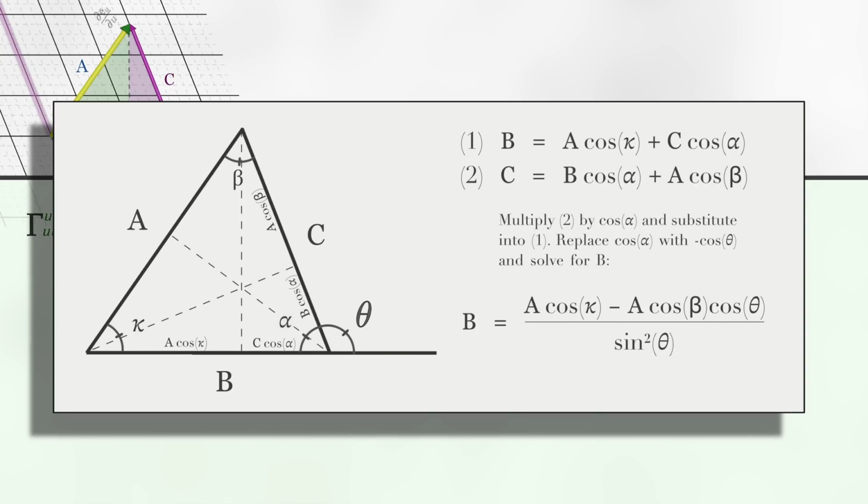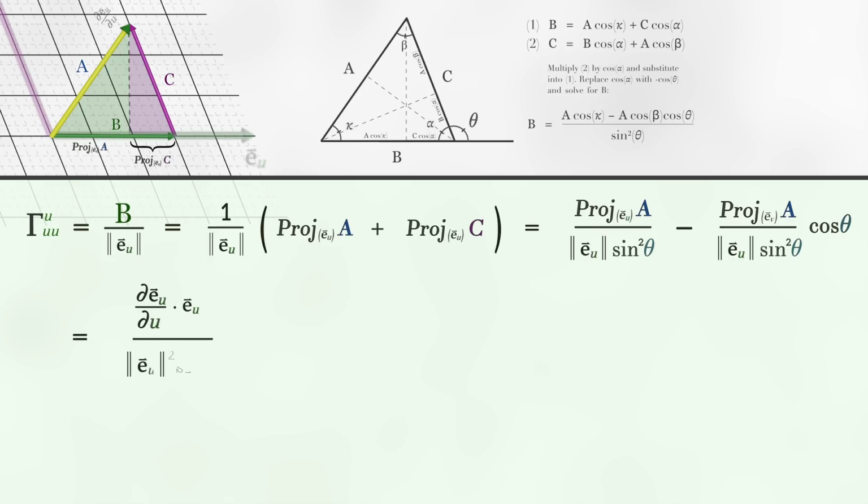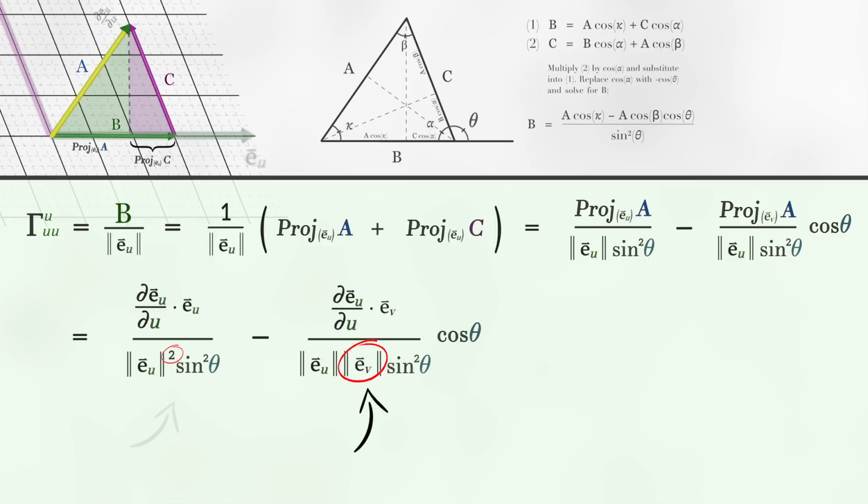we can rewrite this equation as the projection of a onto Eu over the magnitude of Eu times sine squared theta, minus the projection of a onto Ev over the magnitude of Eu times sine squared theta times cosine theta, where theta is the angle between our basis vectors. Further rewriting our projections as dot products adds an additional magnitude Eu term in this denominator and a magnitude Ev term in this denominator.